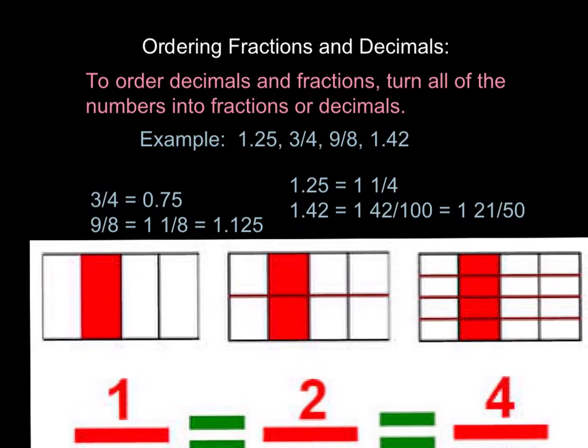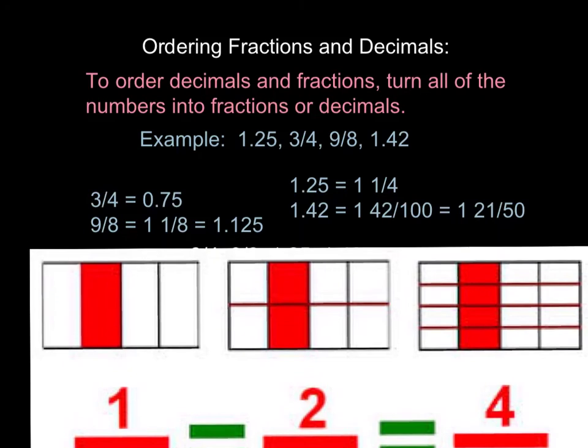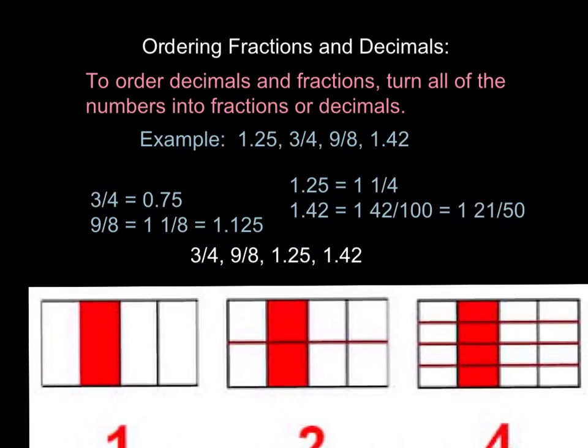9/8 is equal to 1 1/8. 1/8 is 125 thousandths as a decimal. Therefore, 9/8 equals 1 and 125 thousandths. So now if you look, we have all of our numbers written as decimals and they're easy to compare. 3/4 is our smallest number, then 9/8, 1 and 25 hundredths, and our largest number is 1 and 42 hundredths.